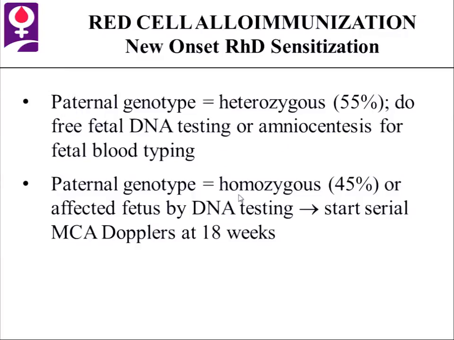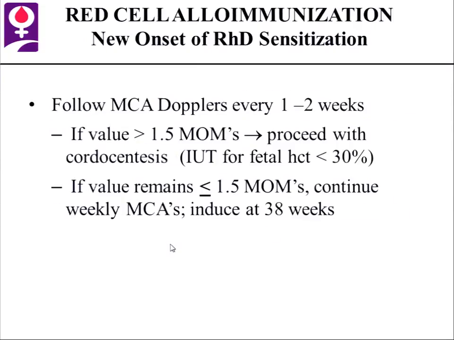We don't have free DNA for those antigens, but we can use an amniocentesis to determine the blood type. If dad's homozygous or we have an affected fetus by DNA testing, we're going to start Dopplers at about 18 weeks gestation. We're going to follow those Dopplers every few weeks, usually 1 to 2 weeks. If we get a value over 1.5 times the multiples of the median for gestational age, we're going to test the fetus by actually doing a cordocentesis, where we take blood from the umbilical cord, and if the blood count is below 30, we're going to give the baby blood, which I'll show you in a moment. And if we get up to 38 weeks and everything's looking good, we're just going to induce the pregnancy.